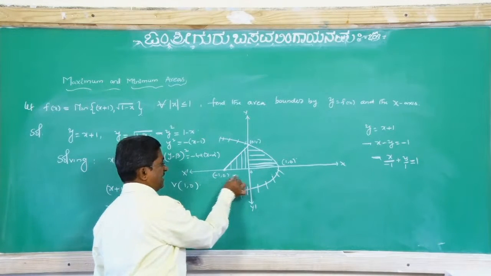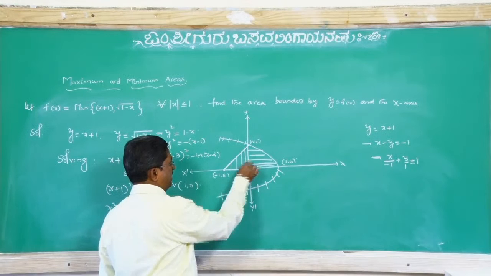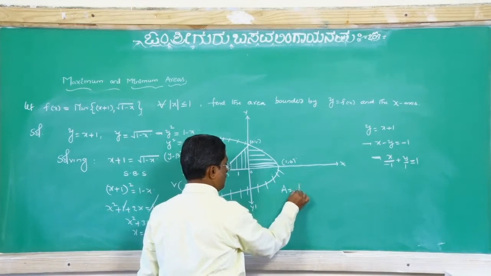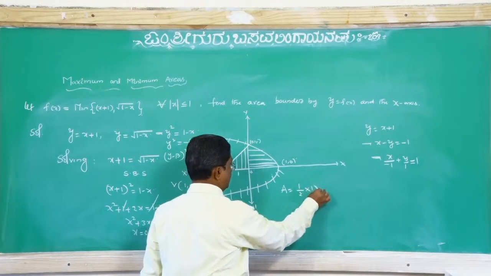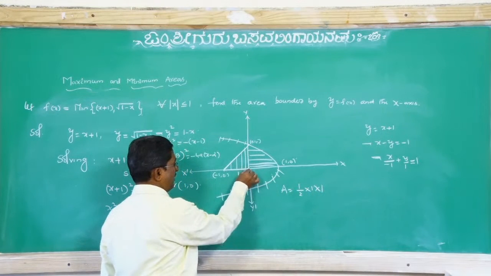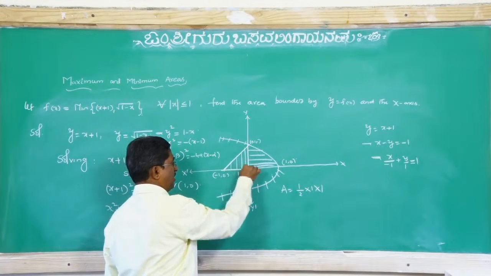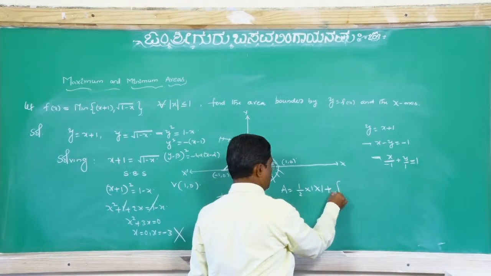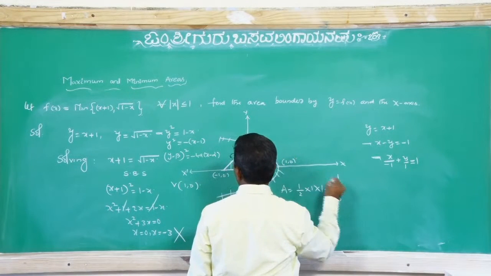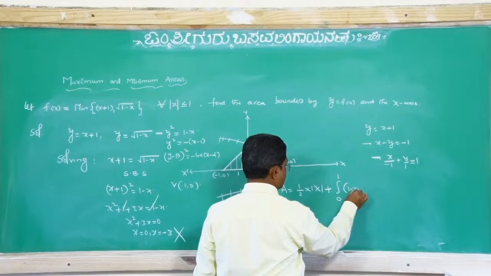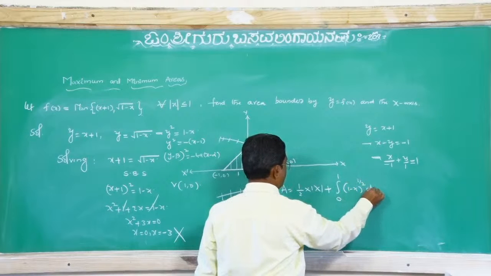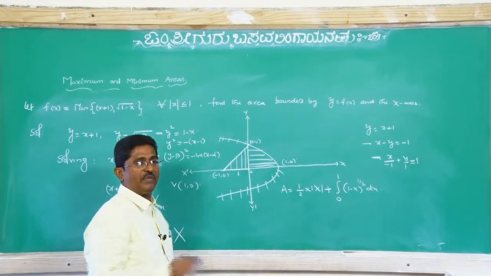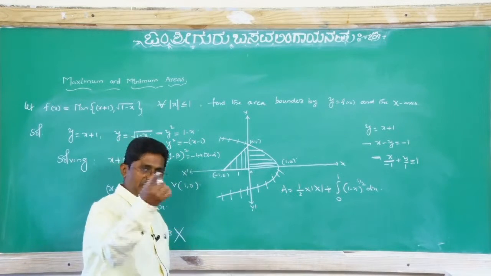So, area of this triangle: the total length is equal to 1 unit, height also 1 unit. Area A is equal to the left hand side portion area, half into base into height. So, half into base 1 unit, height also 1 unit, plus between 0 to 1, this curve area, integral of root of 1 minus x, that is (1 minus x) whole power half dx, because this is not a triangle, that is only for the curve given. We have to integrate and find the solution. Any doubt?